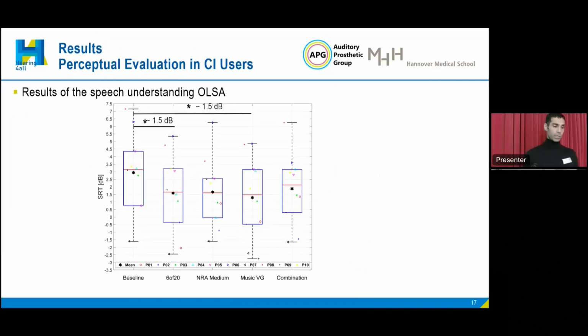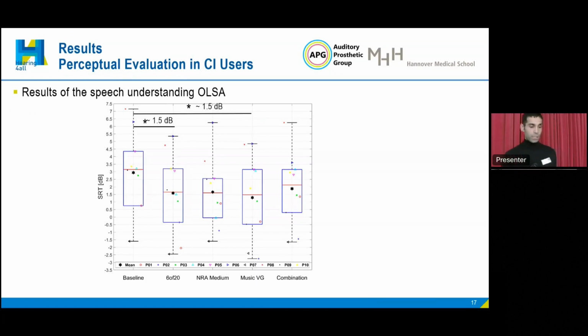Here, I would like to introduce the results of the perceptual evaluation. The first experiment was speech understanding using the OLSA test and having a background instrument as an interferer. The vertical axis is the speech reception threshold, so the lower this number, the better. And on the horizontal axis, we see the parameterization we had in this test: baseline, 6 out of 20, noise reduction algorithm set to medium, Music Voice Guard, and the combination.